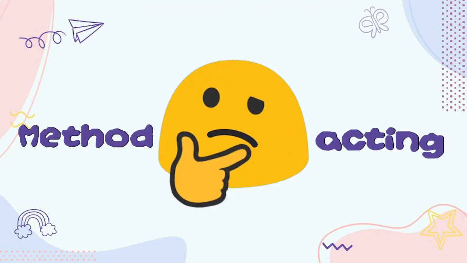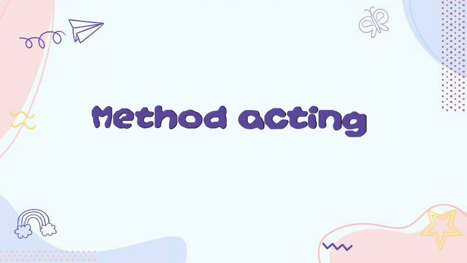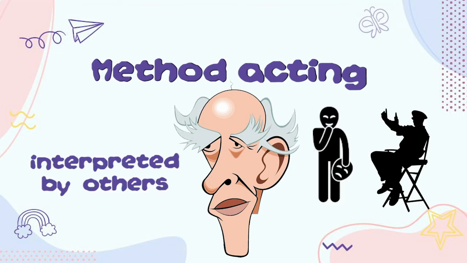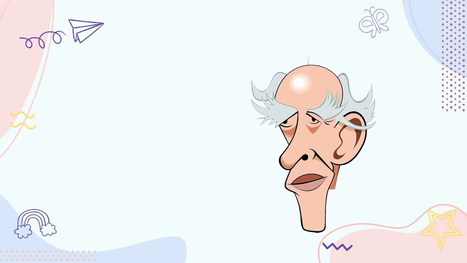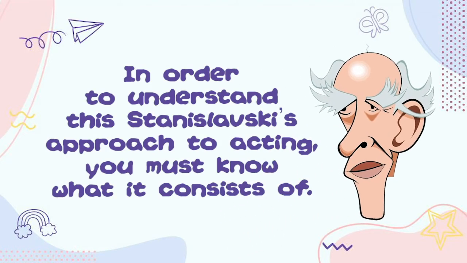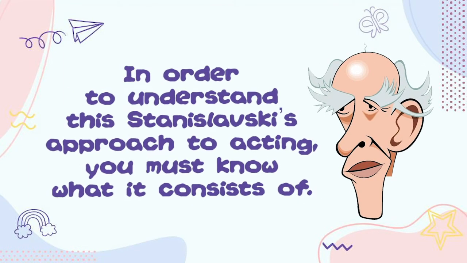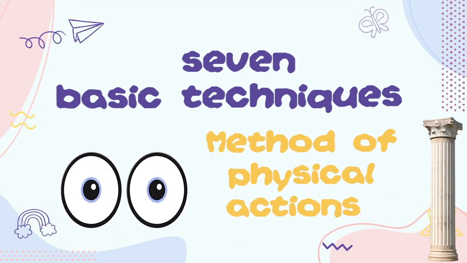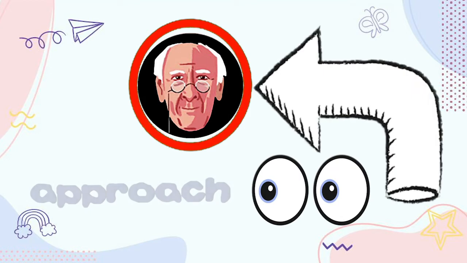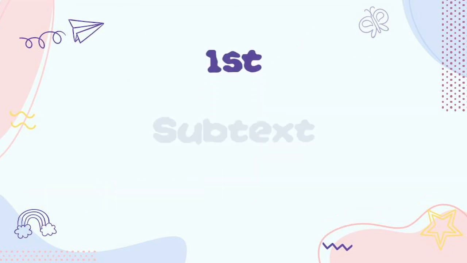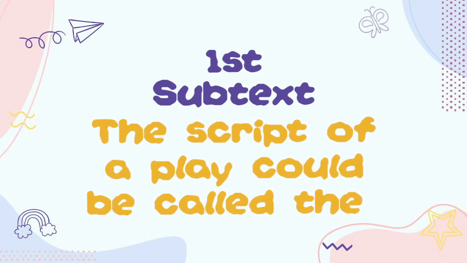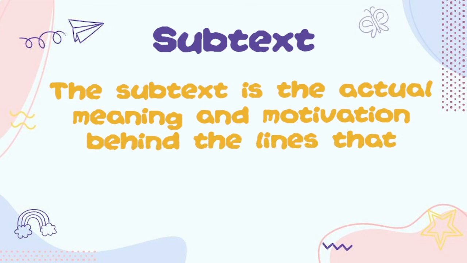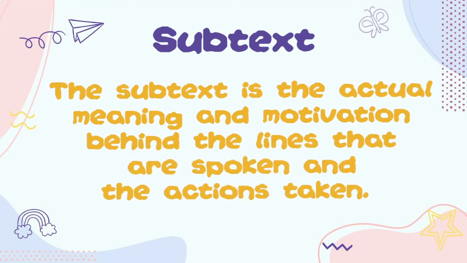Don't confuse method acting with the system. Method acting is how Stanislavski's work was interpreted by others, in particular actors and directors in the film industry. In order to understand this Stanislavski approach to acting, you must know what it consists of. Let's look at 7 basic techniques, or pillars, of the method of physical actions that make the base of the whole Stanislavski approach. First, subtext. The script of a play could be called the text. The subtext is the actual meaning and motivation behind the lines that are spoken and the action taken.